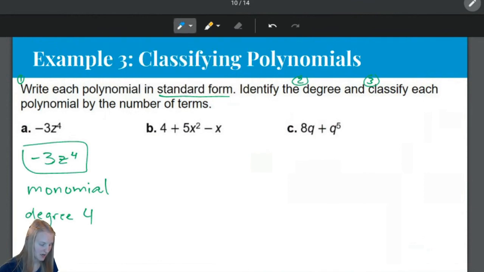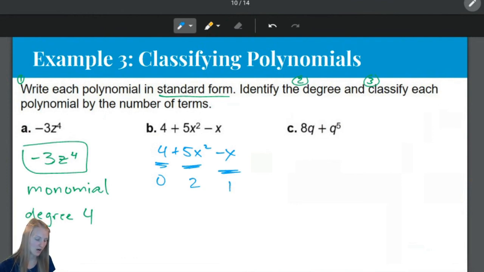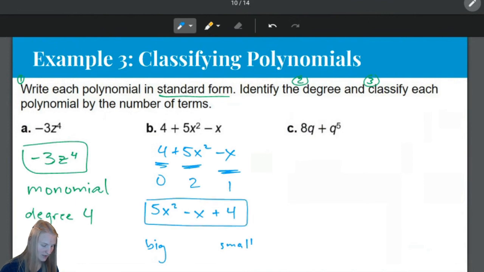Okay, let's move on to the next one. So write this in standard form: 4 plus 5x squared minus x. Here, 4 has a degree of 0 because it's just a number. 5x squared has a degree of 2, and -x has a degree of 1. So now we're going to write the biggest exponent over here, the smallest exponent over here. So we have 5x squared minus x plus 4. See how this exponent is a 2, this exponent is a 1, and this exponent is a 0. So we go from biggest to smallest.